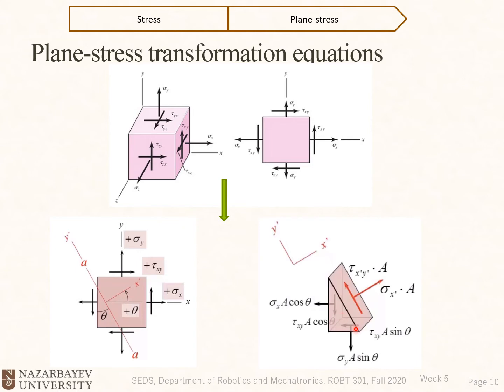So what are basically the areas of these sides? Imagine this new side, this rectangle, the area is A. So the area of this side on the left will be A cosine of theta, and this area will be A sine of theta. And now we could find the forces acting on this element if we just multiply stresses by the applied area.